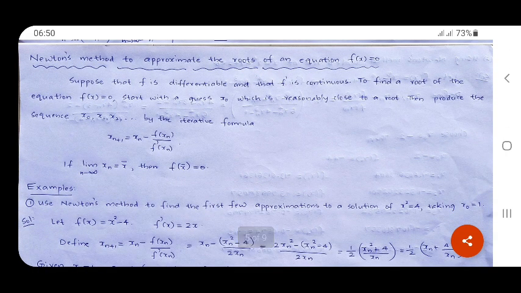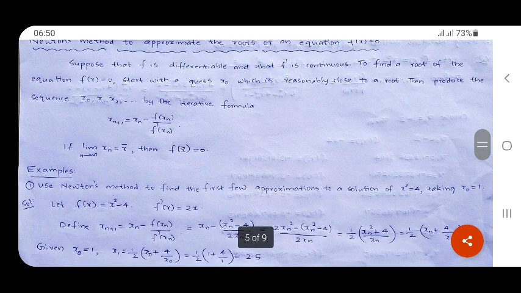Suppose that f is differentiable and that f dash is continuous. So given an equation f of x is equal to 0, f must be differentiable and have a continuous derivative. To find the root of the equation f of x equal to 0, we start with a guess x naught which is reasonably close to a root. Then produce the sequence x0, x1, x2, etc. by the iterative formula xn plus 1 is equal to xn minus f of xn divided by f dash of xn.